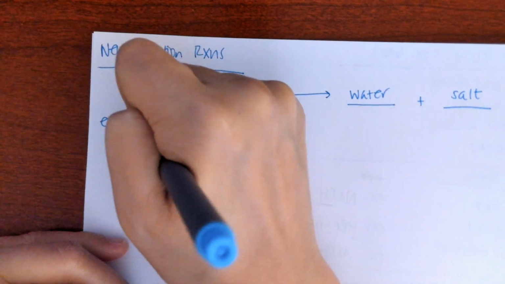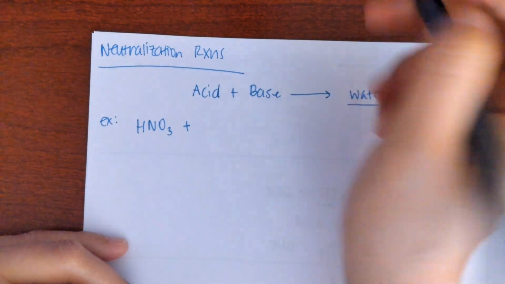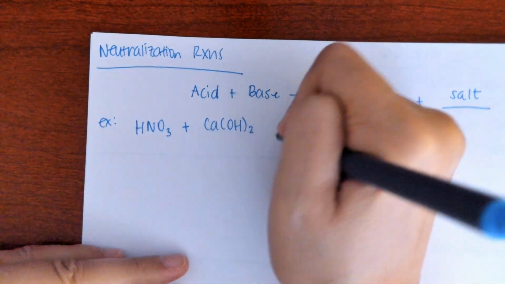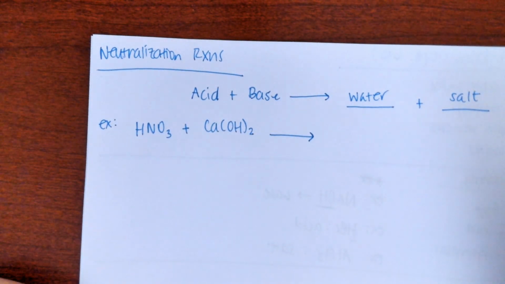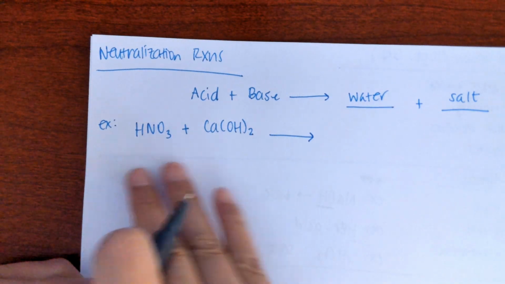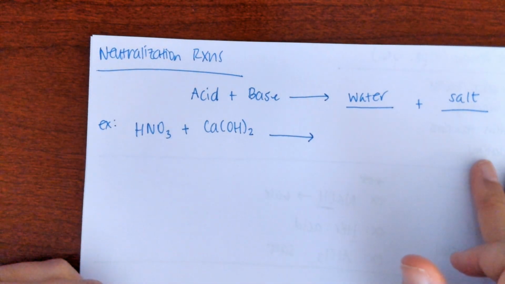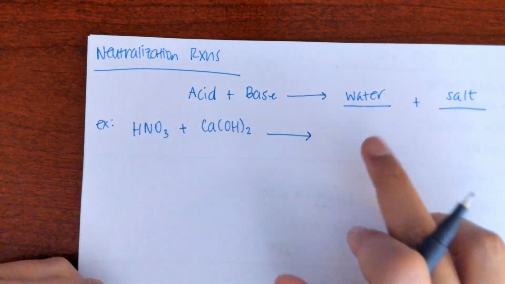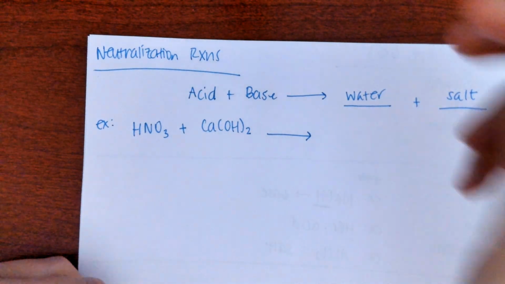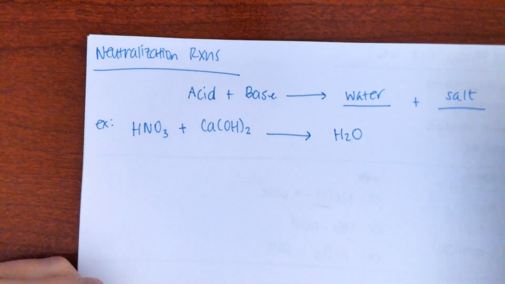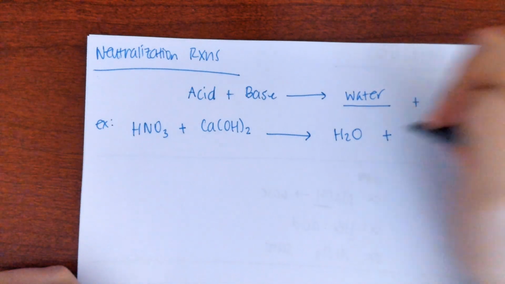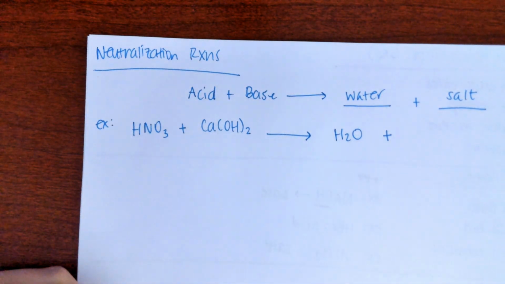So let's say I have HNO3 plus Ca(OH)2. So you'll literally just be given this arrow and then it's blank. Okay? What's the first thing you always write? Write H2O. Do not write the word water, by the way. Plus. Now whatever is left is your salt.